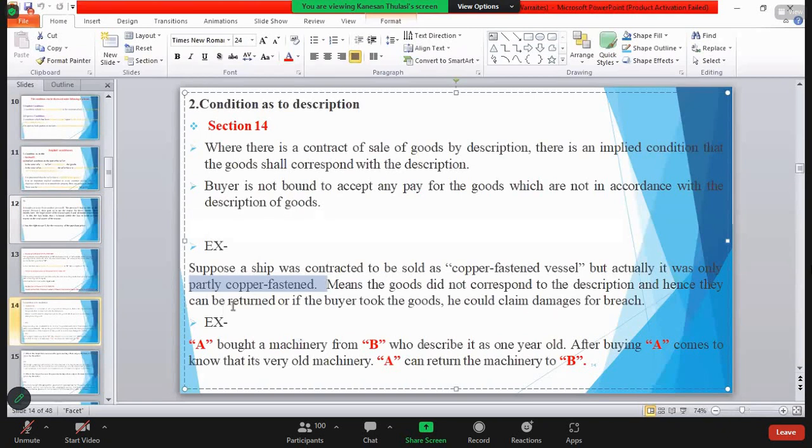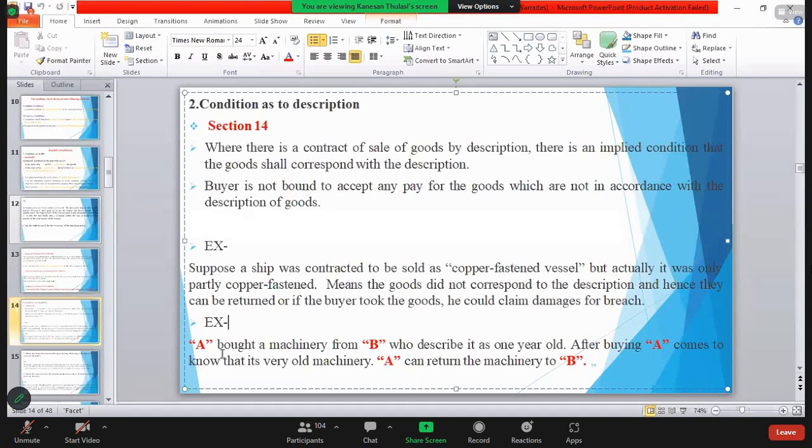The buyer can return the ship. Or if the buyer took the goods, he could claim damages. If the buyer did not know the goods are only partly copper fastened, then he can get compensation or claim damages from the seller, because the goods do not correspond with the description.